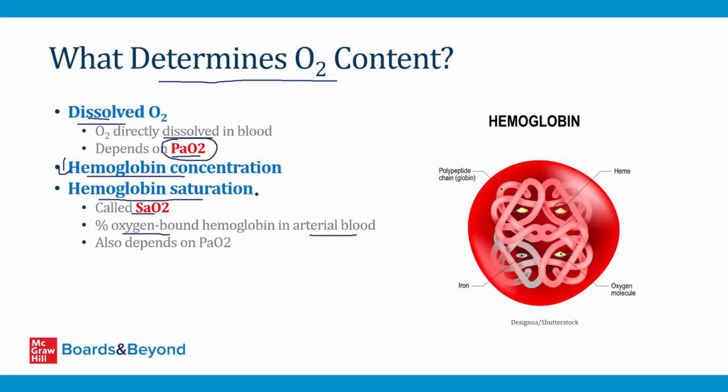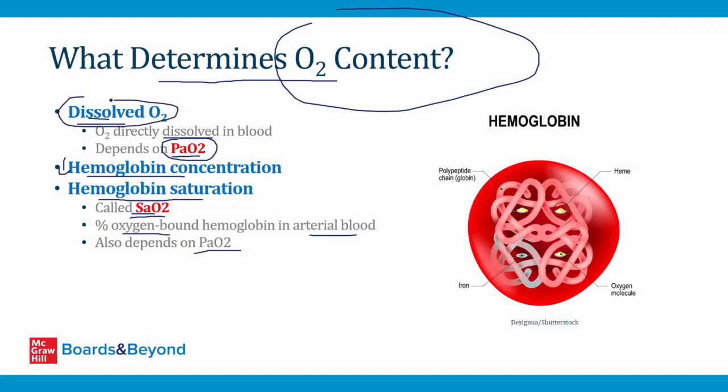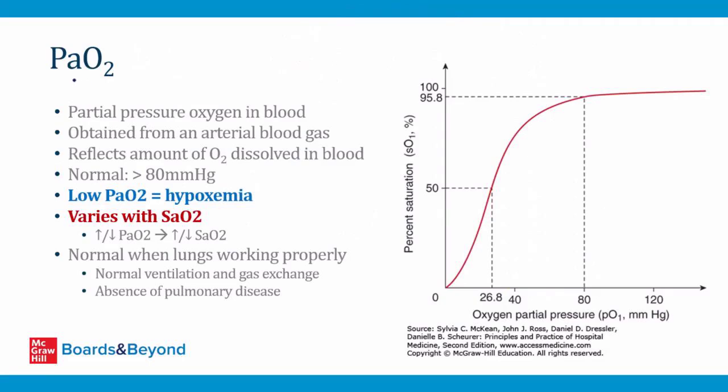So even if you have a normal amount of hemoglobin, if it's only 50% saturated instead of, say, 90% saturated, that's going to affect the O2 content of the blood. And as we'll see in just a minute, this important SaO2 value here, the hemoglobin saturation, also depends on PaO2, just like the amount of dissolved oxygen does. So let's talk about the PaO2 because this term is a very important concept in pulmonary physiology.